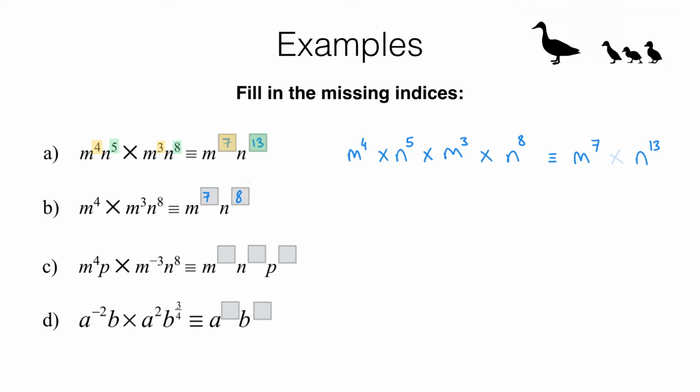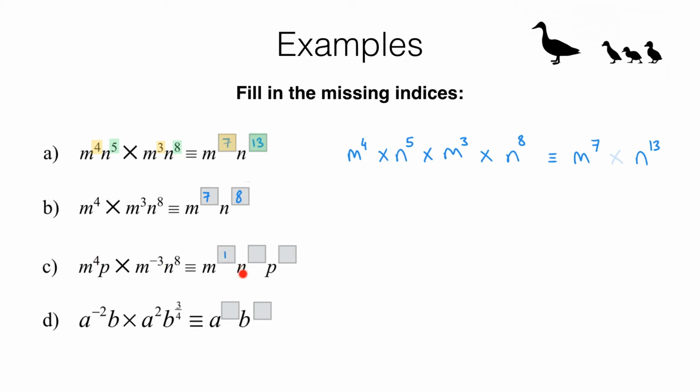Now, with part C, we can do the same kind of thing. m to the power of 4 multiplied by p multiplied by m to the power of negative 3 multiplied by n to the power of 8. Well, let's consider the m's first of all. I've got m to the power of 4 multiplied by m to the power of negative 3. If I add 4 and negative 3, I get 1.